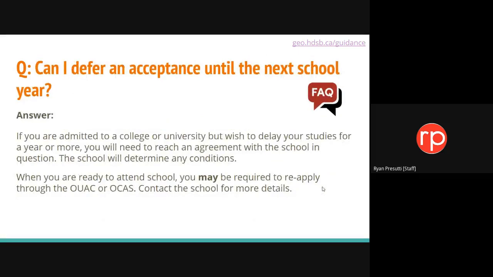And I think the last question here is, can I defer my acceptance until the next school year? This question is asked more often now because we're not really sure what the future holds for public health. But if you are admitted to a college or university and you wish to delay your studies for a year or more, really you just need to come up with an arrangement and an agreement with the school in question. They would then tell you any conditions, that you have to start the program by a certain date, a year or 2 years later, or you lose your spot. And then some other schools would say that when you're ready to attend, you may actually have to reapply through OUAC or OCAS. So it's really, again, a school-by-school basis.